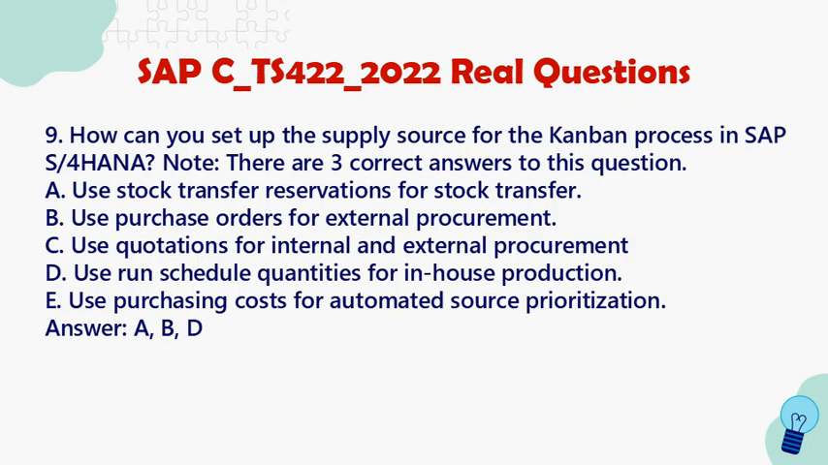9. How can you set up the supply source for the Kanban process in SAP S/4HANA? Note: there are 3 correct answers to this question. A. Use stock transfer reservations for stock transfer. B. Use purchase orders for external procurement. C. Use quotations for internal and external procurement. D. Use run schedule quantities for in-house production. E. Use purchasing costs for automated source prioritization. Answer: A, B, D.